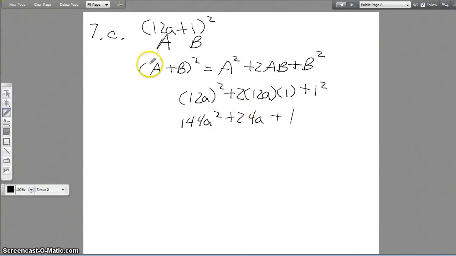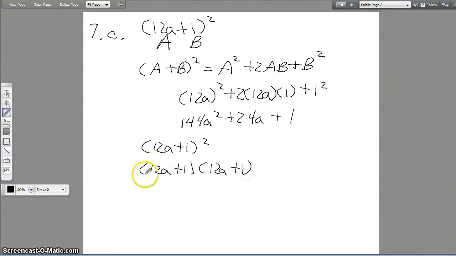Okay, now if you wanted to actually do the work of multiplying this out, then we have (12a + 1) the whole thing squared. That means we have (12a + 1) times (12a + 1). So we can take our first term and multiply it by each of the terms in the second parentheses. 12a times 12a is 144a squared. 12a times 1 is 12a.